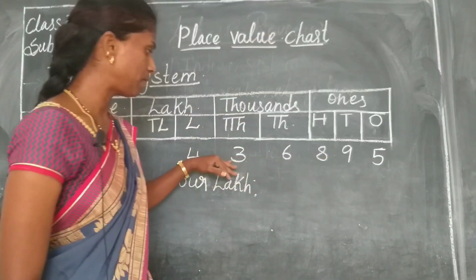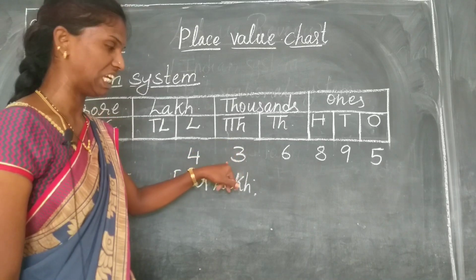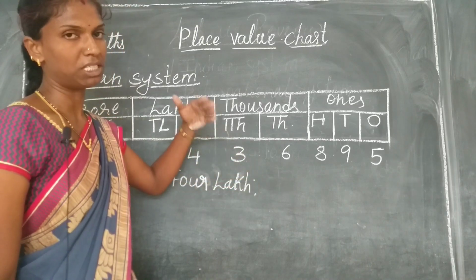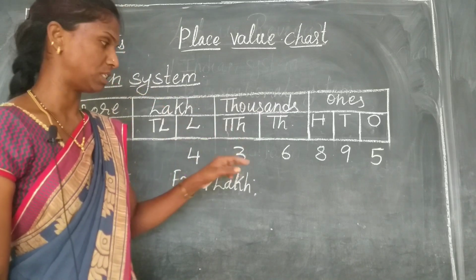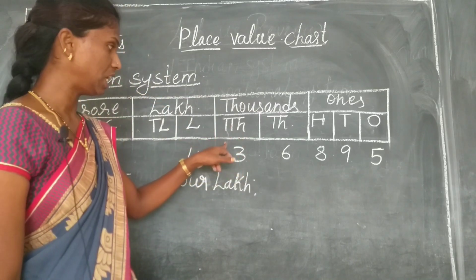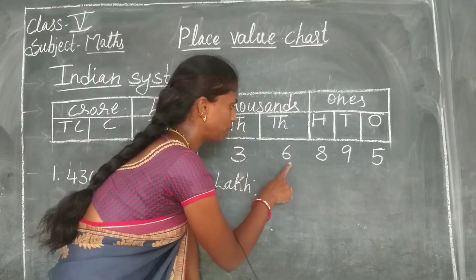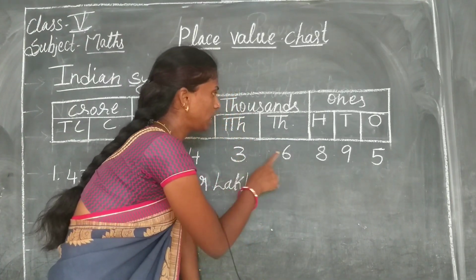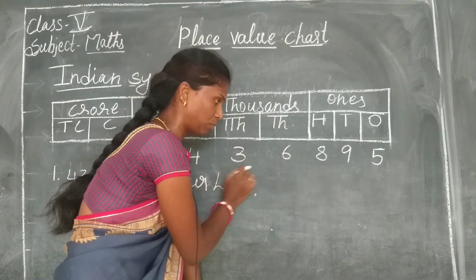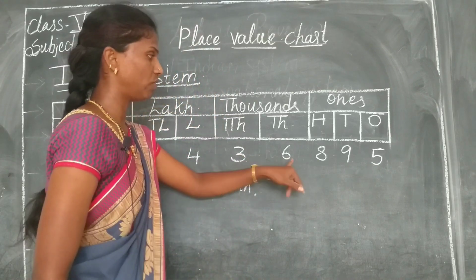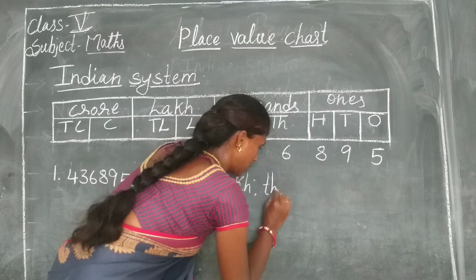So here also, 3 is in 10,000s place. The number is not 3, it changes to 30, because the number is in 10,000s place. So we have to read it as 30,000, and here 6 is there. Both the values are in thousands place, so we can combine these numbers. The value of these numbers is 36, so 36,000.